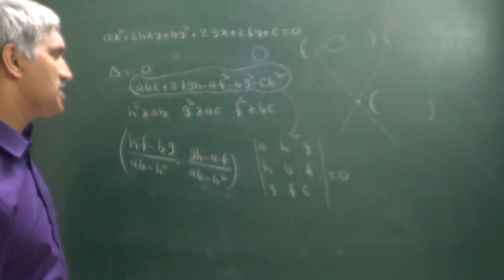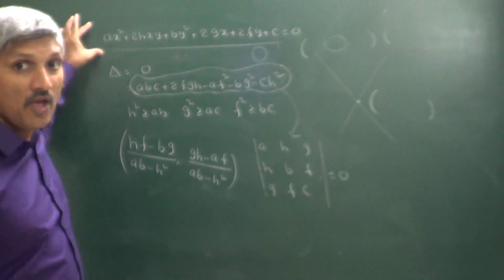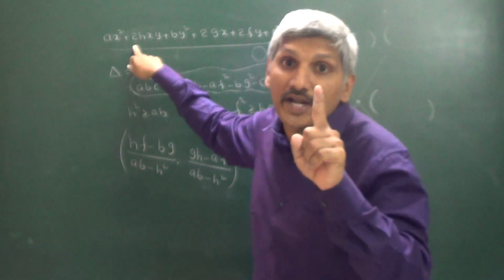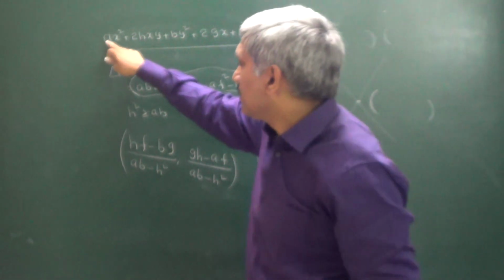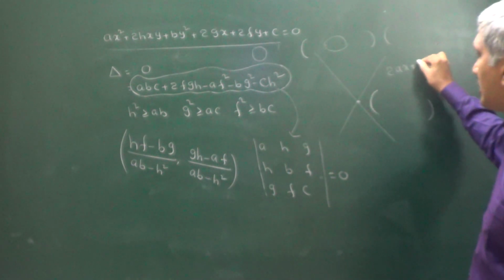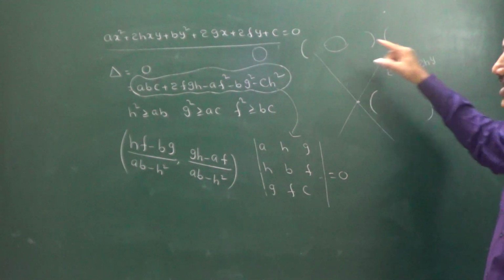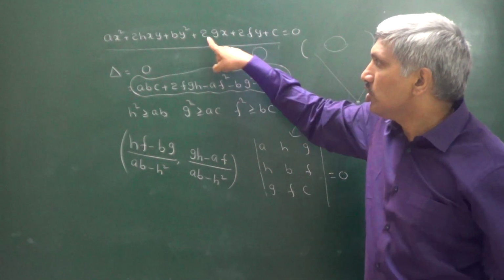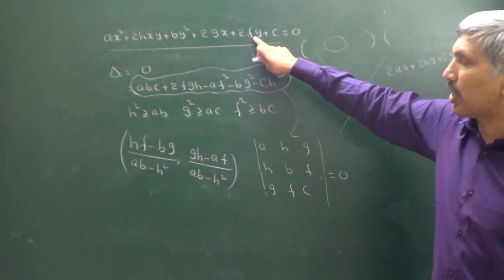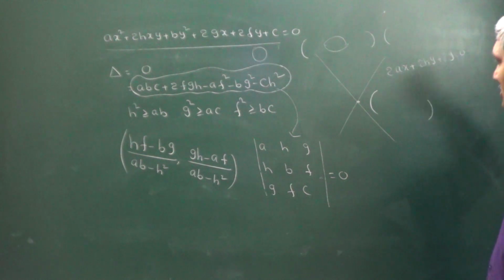The same we can do in another way also. Differentiate this equation by treating y as a constant. Ax square differentiation is 2ax, 2hxy gives 2hy since x differentiation is 1, by square is a constant so its differentiation is 0, 2gx gives 2g, and the constant c gives 0. This is one equation, right?